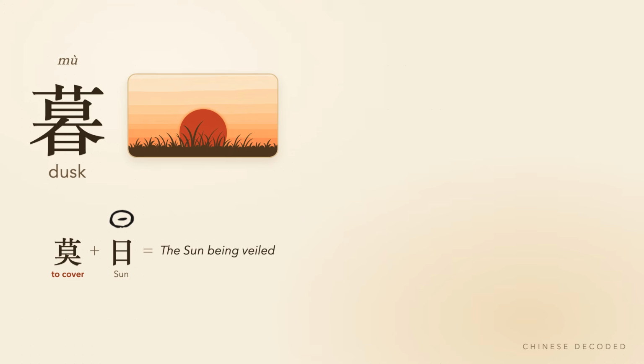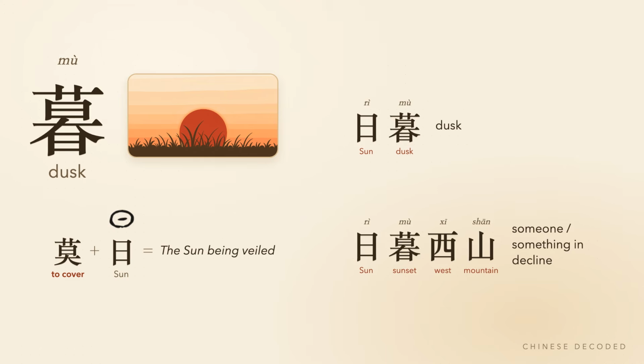Now, let's go through a few compound words for mu. 日暮, the same meaning as mu alone, with the sun spelled out explicitly. 日暮西山. That literally reads, the sun setting behind the western hills. The figurative meaning is someone or something in their declining stage, their vitality veiled away.